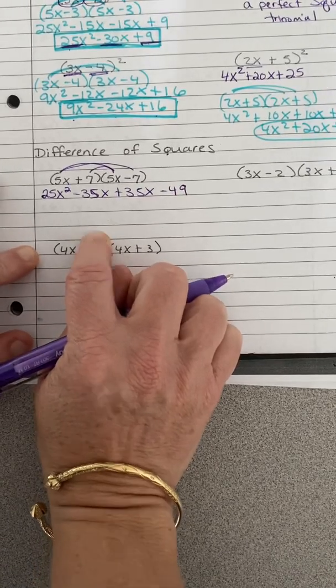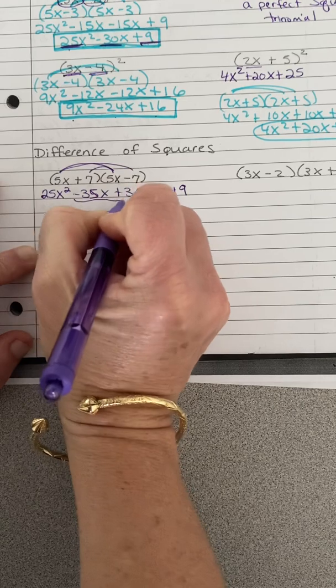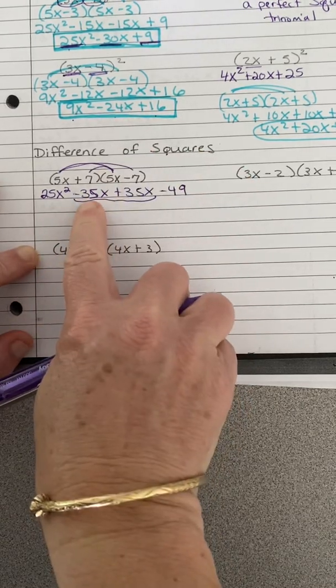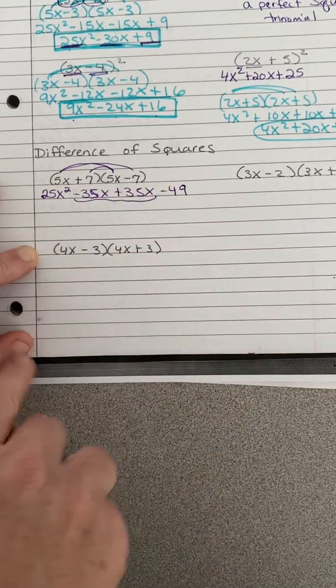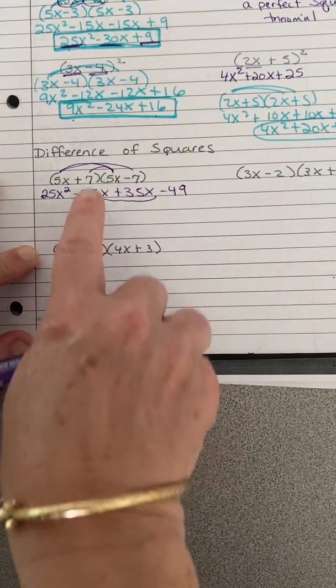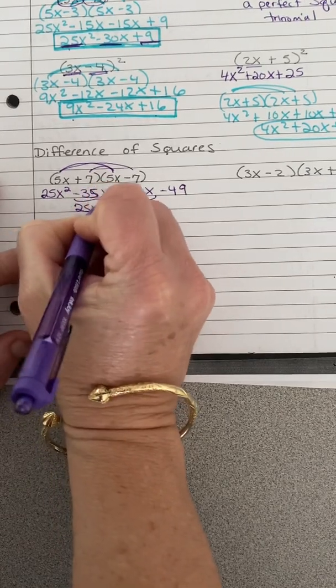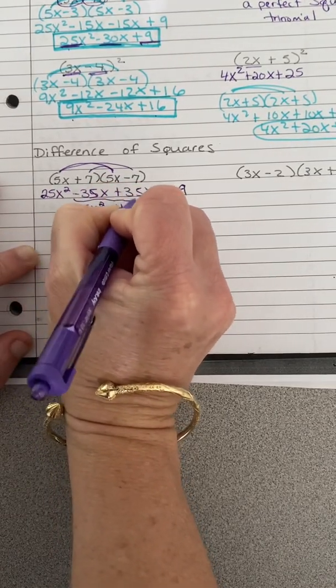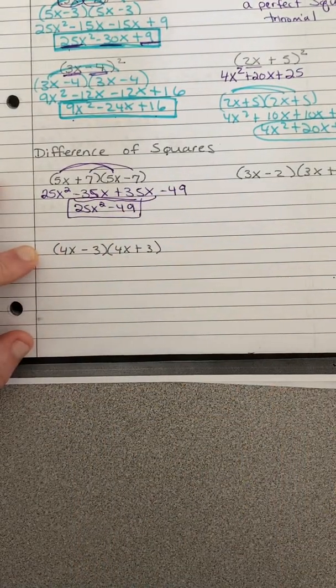But when we look here, we're just going about our normal business, and you'll notice something's going to happen here. Well, if I have a positive 35x minus 35x, that's going to cancel out, and that's going to happen every single time. And so that's what's really nice about these. Okay, so I'm going to get 25x squared minus 49. So that's my answer. Right? Well, if you notice, what is the shortcut here?